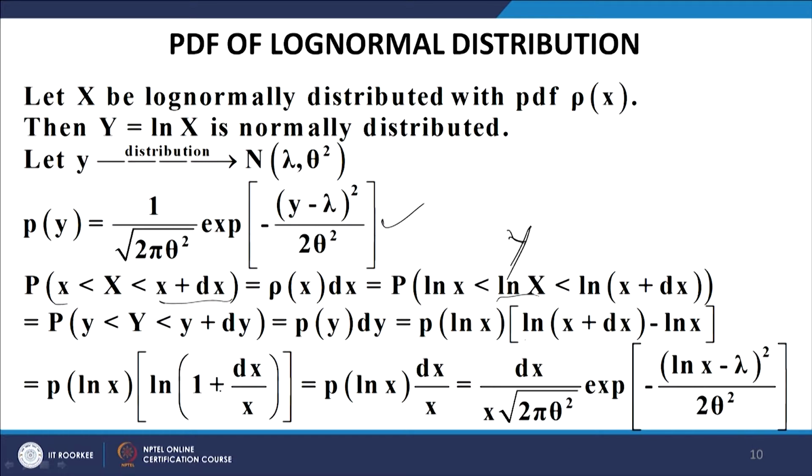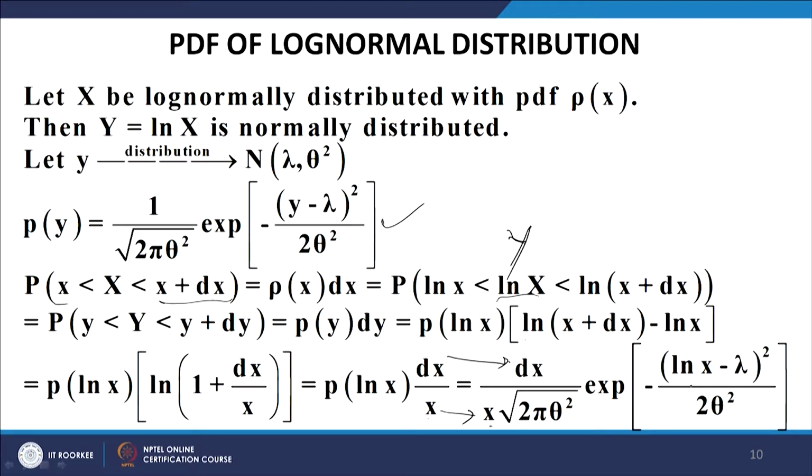Log of 1 plus x is equal to x minus x square upon 2 plus x cube upon 3. We retain only the leading term, which is x, and here the first leading term is dx upon x. So, we truncate it at dx upon x. So, p of log x into dx upon x. Substituting the value of p of log x, p y is given by this, therefore, p log x will be given by this expression. This x comes here, this dx comes here, and p of log x is obtained from here by substituting y equal to log x.